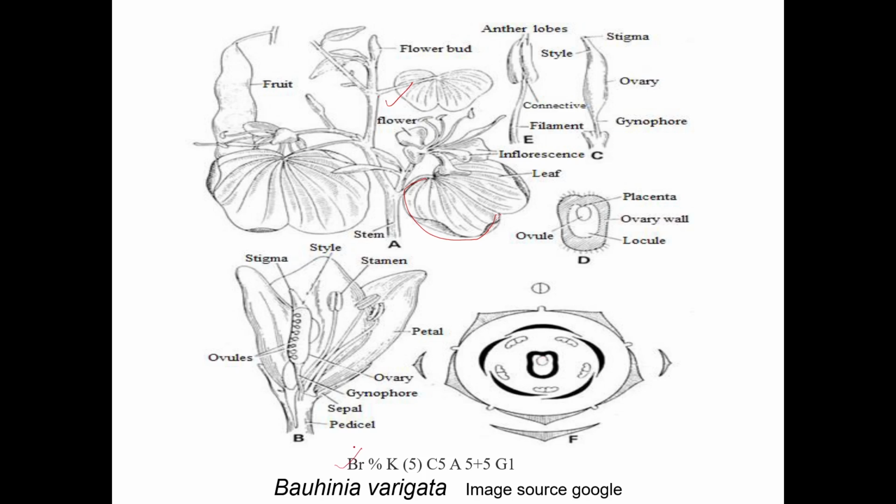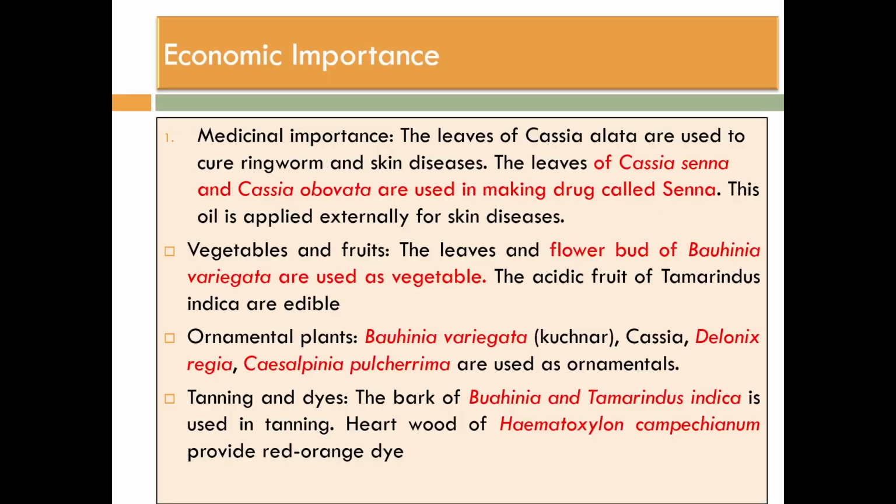So if you see the floral formula of this Bauhinia variegata, they are zygomorphic. Then they are bracteate, zygomorphic, calyx number is 5, they are gamosepalous, corolla is also 5, androecium 5 plus 5. Then the gynoecium is represented by the monocarpellary and generally they are superior in position.